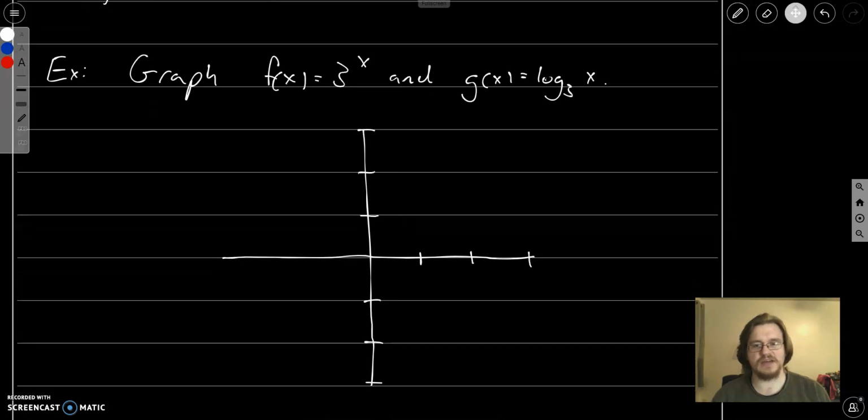So let's look at the graph of f of x is equal to 3 to the x power and use the fact that it's the inverse of this graph to graph the second one.